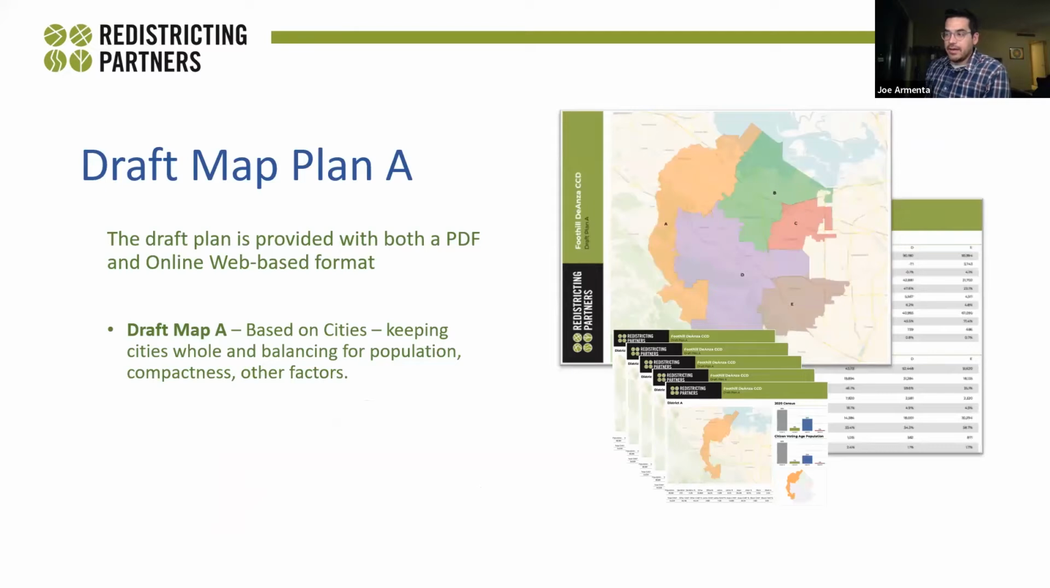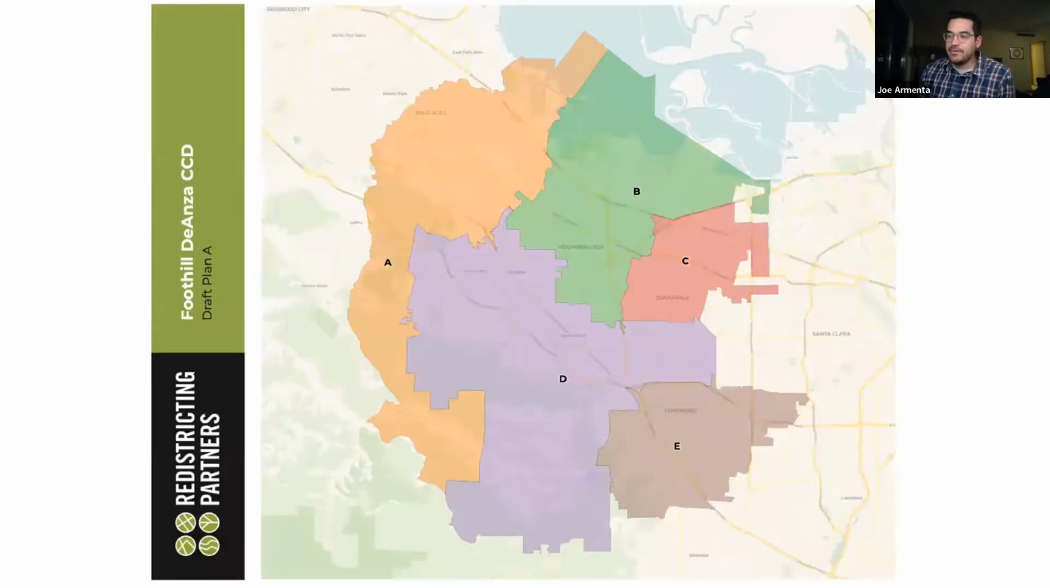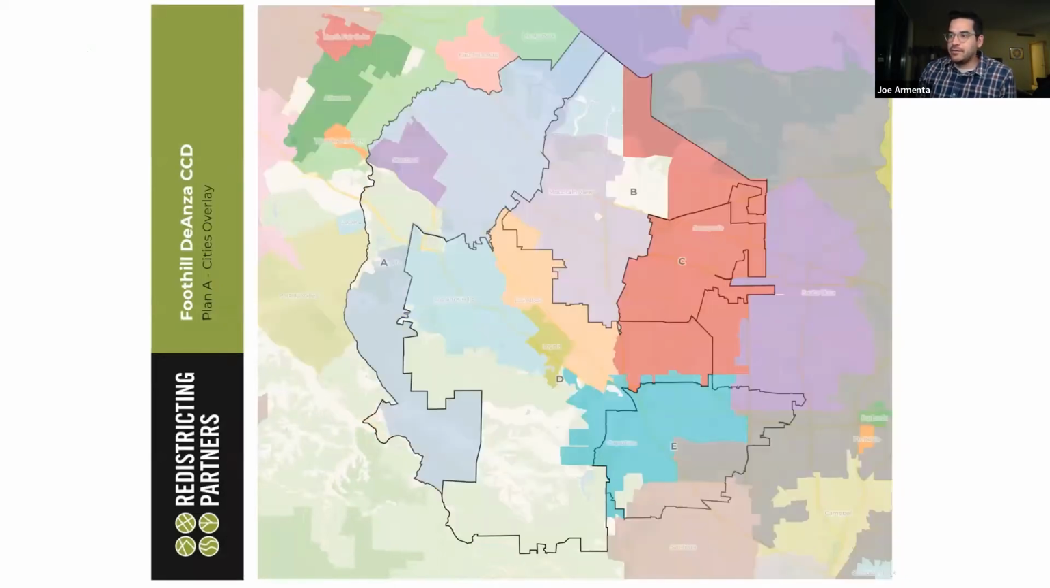So far the board has approved draft map A at this point. The draft maps were based on cities, keeping cities as whole as possible while also balancing for population and compactness, along with some other factors. Just to zoom in on the map, this is the map that was approved. And I'll just go over to the city slides, and you can see a big chunk of cities are kept together in this one. So B has most Mountain View, A has Palo Alto, D has Los Altos and Los Altos Hills, E takes in Cupertino, and C has a big portion of Sunnyvale.